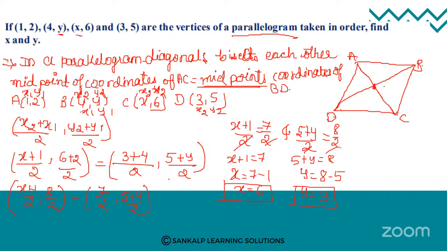So what we did here: when you are considering a parallelogram, in a parallelogram we get two diagonals. Okay, so those two diagonals bisect each other. So when those two diagonals bisect each other, we need to take the midpoint of AC and midpoint of BD. So we know the formula for the midpoint of the coordinates of AC, that is (x1 plus x2) divided by 2, (y1 plus y2) divided by 2. So now take AC and BD, A to C and B to D. Okay. Then equate x with x and y with y value. Then you will get the x and y values.